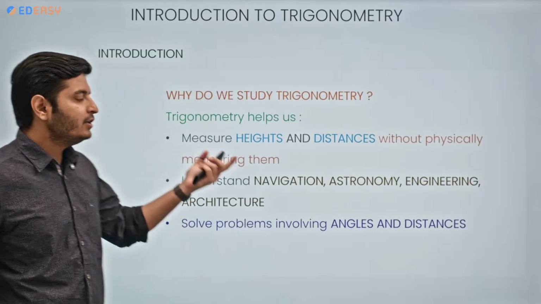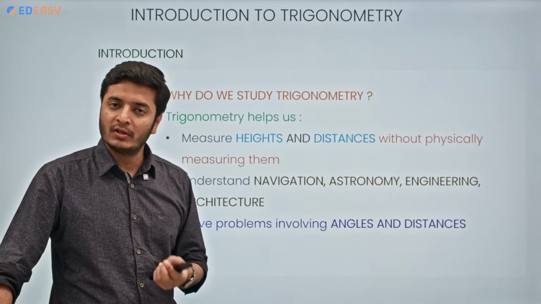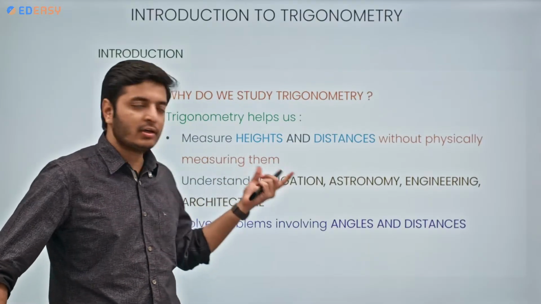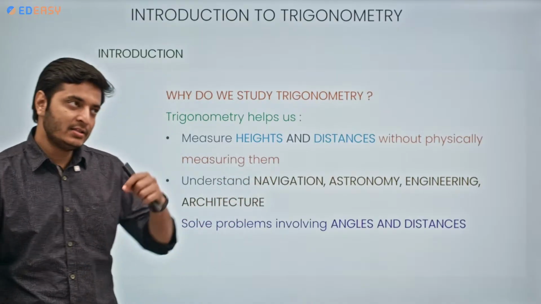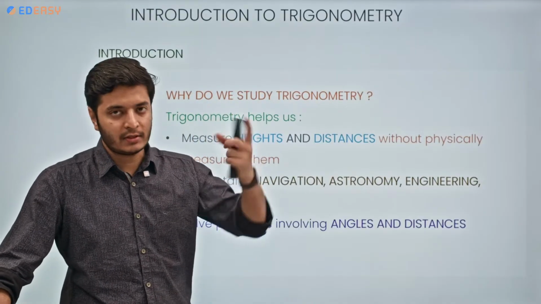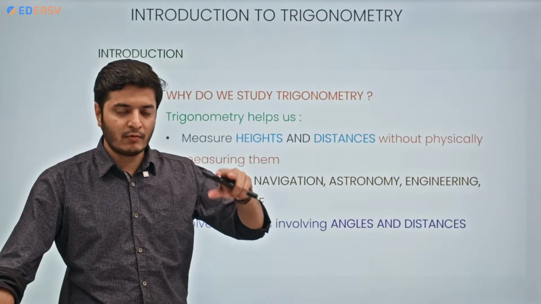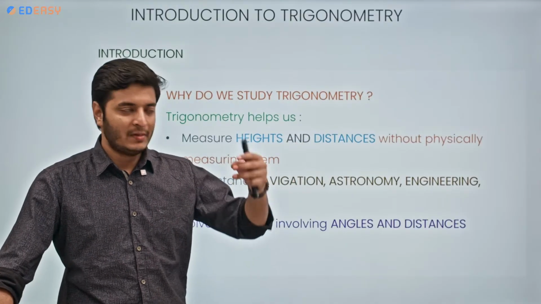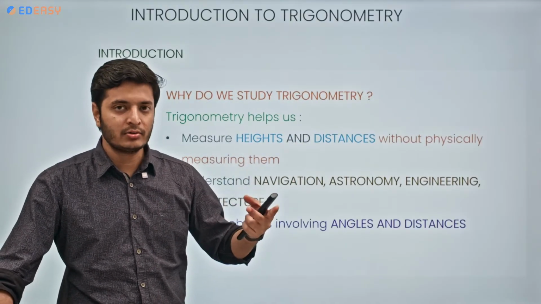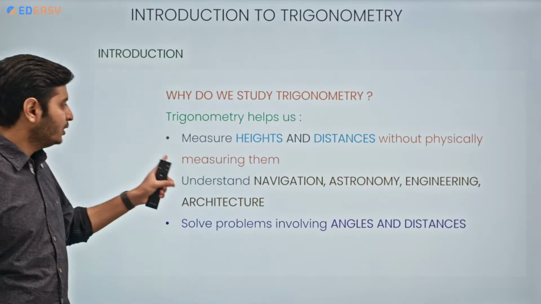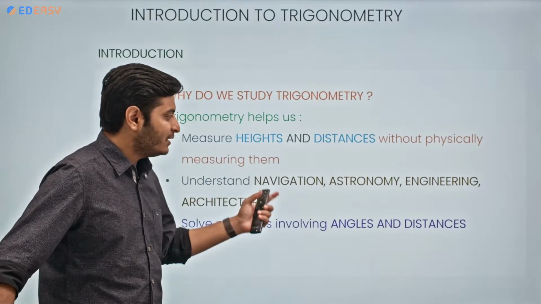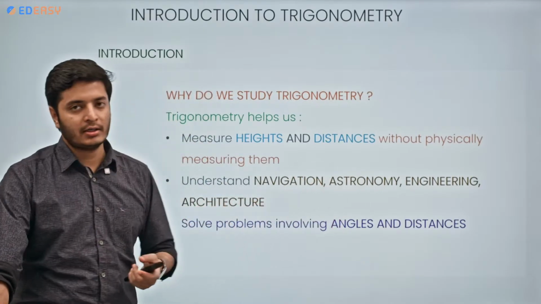Now we can use trigonometry to find heights and distances without physically measuring them. He is not physically measuring the height of Mount Everest, correct? He is using equipment from two sides, and then he is using trigonometric ratios or the concept of similar triangles to find the height. Now, understanding the navigation, astronomy, engineering and architecture.